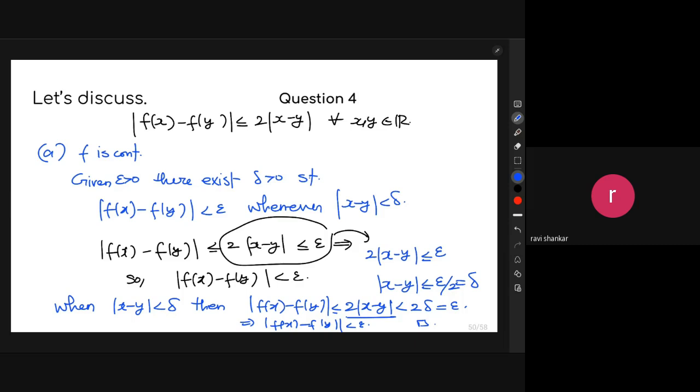Can mod x minus y equal delta? That can be equal to, or not equal to, it's fine. So you can remove this inequality, it is completely fine. Okay, it still makes sense.